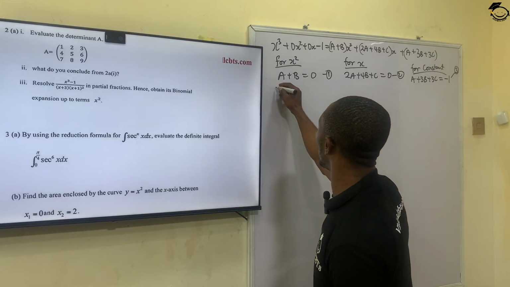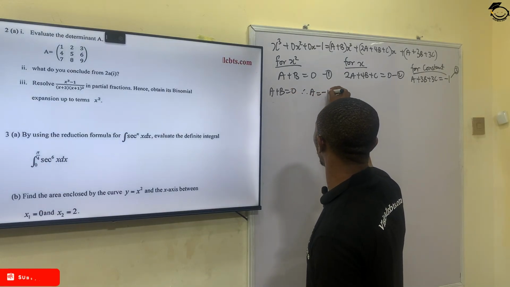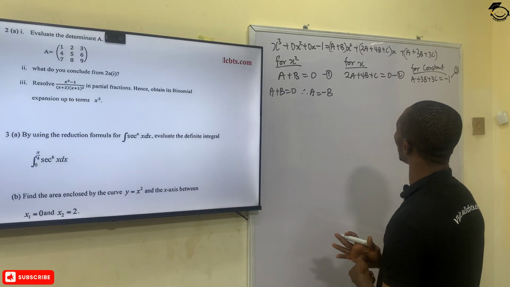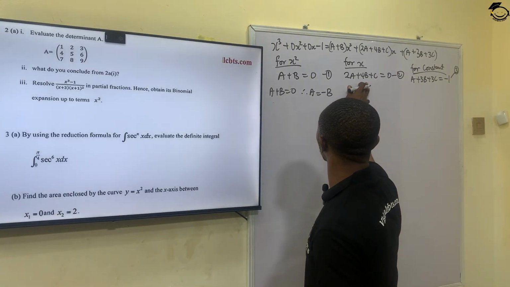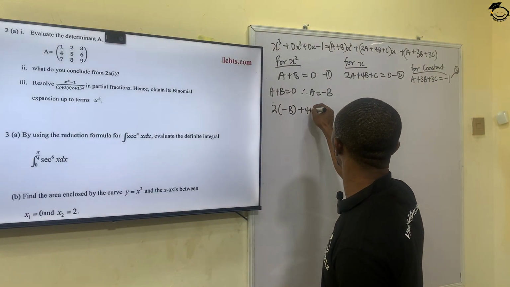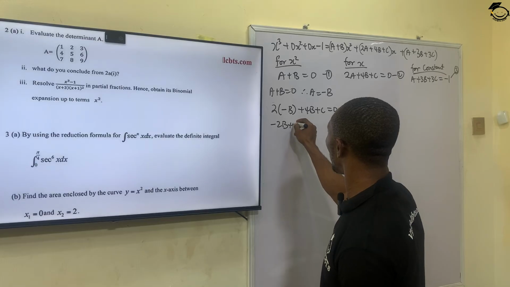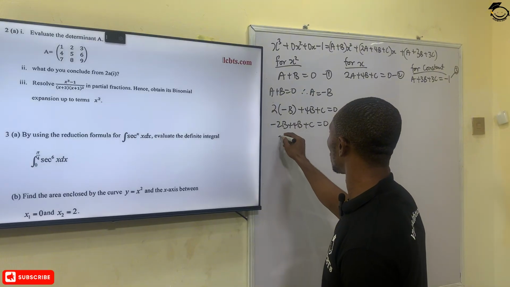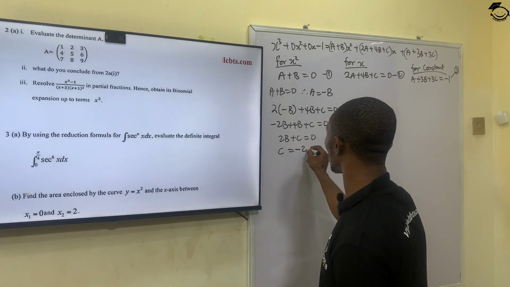Okay, so from equation 1, we have A plus B equals 0. So therefore, A equals minus B. Okay, so if A equals minus B, we will substitute into equation 2. So substituting A equals minus B into equation 2, we have 2 bracket minus B plus 4B plus C equals 0. This gives us minus 2B plus 4B plus C equals 0. So we are left with 2B plus C equals 0 and C equals minus 2B.